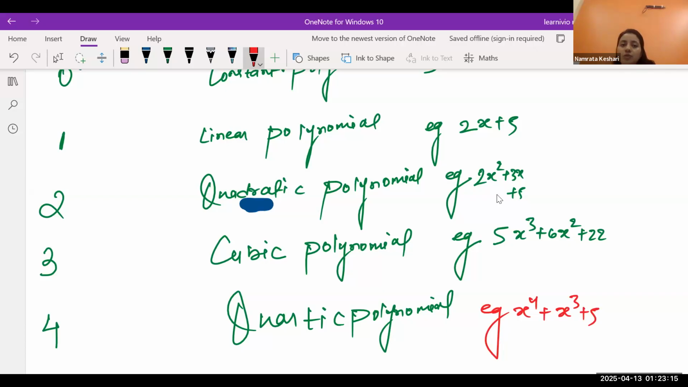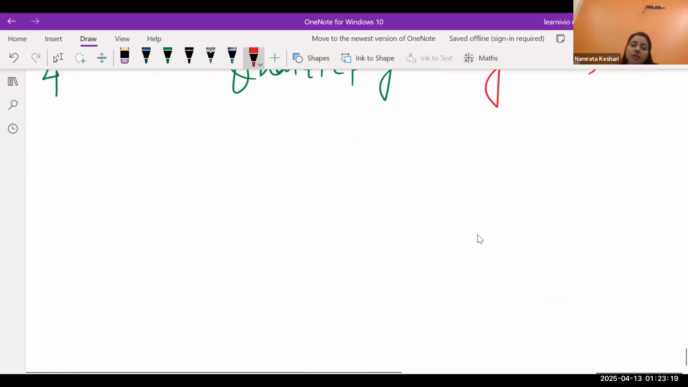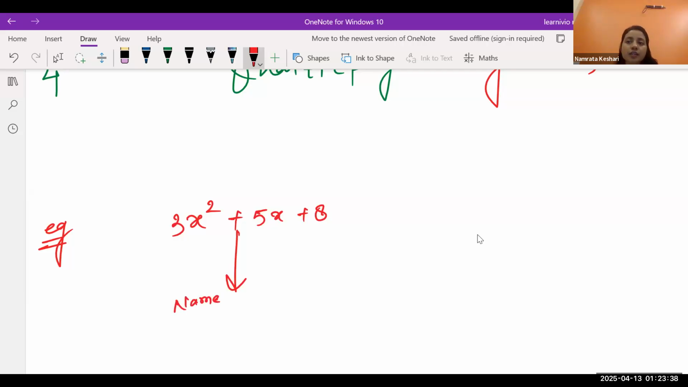I have added these examples also, but basically whenever I write a polynomial, suppose I give you the example 3x to the power 2 plus 5x plus 8, and I ask you what is the name of this polynomial, you should check the degree first. What is the degree over here? 2. Okay, so the degree is 2. That means the name will be quadratic. Perfect.